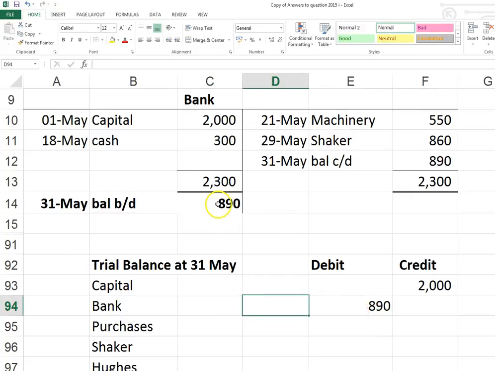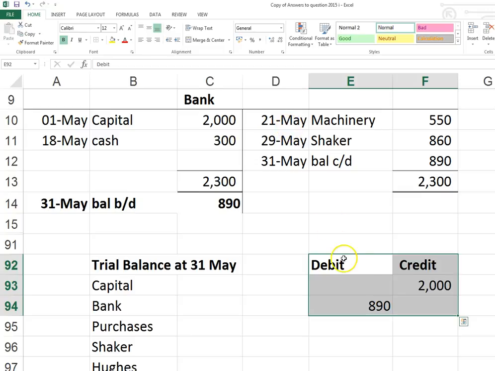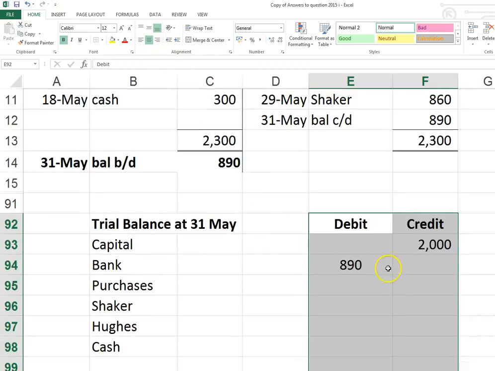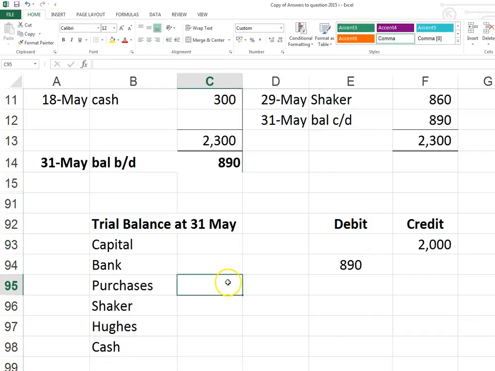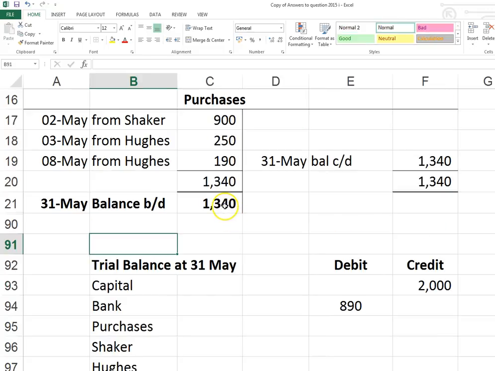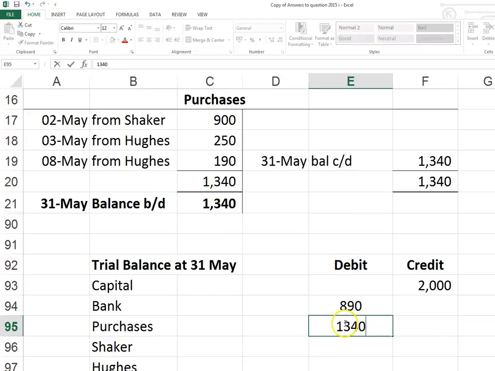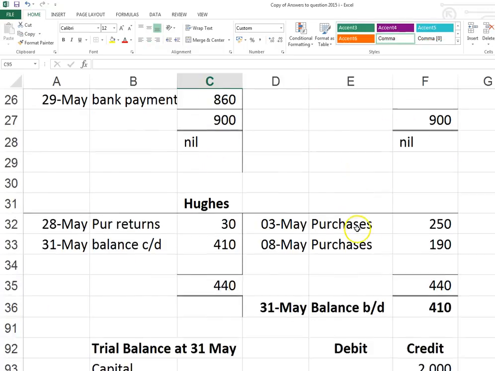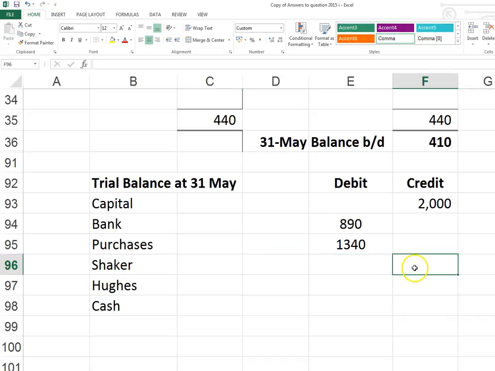Then you go down to the next T account, which is purchases, and put the balance brought down on whatever side it appears. Let's do this so it's a bit more in the middle perhaps, so it's a bit more clear what's what. Purchases is the next account, and the brought down balance of 1340 just goes in. Next account is Shaker, and we remember Shaker was the same both sides, so there was no balance in Shaker, so we can just put nil there. You could leave them out.